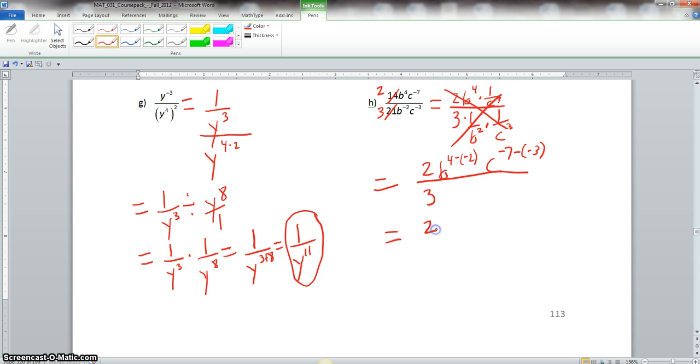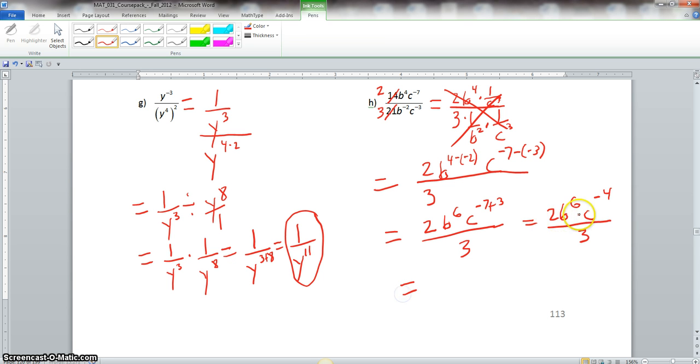Now we'll have 2. This will give us b to the 6th power. And this will give us c, well, I'll write that down, negative 7 plus 3, all over 3. So this will give us 2b to the 6th. And this will give us c to the negative 4 power all over 3.